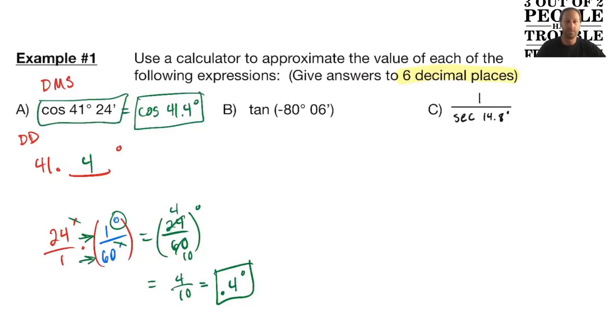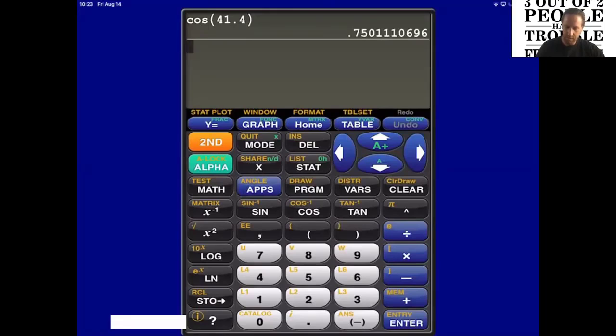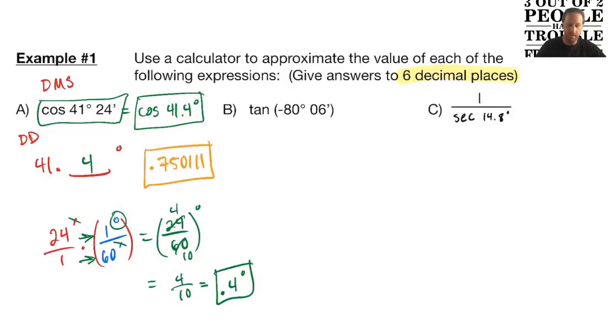Whether you punch that in your calculator or that in your calculator, that's what we're going to have to evaluate. So I'm going to pull up my calculator real quick and do the cosine of 41.4 degrees. Hit enter. Just make sure that your calculator is in degrees and not radians or anything else that we don't technically know anything about yet. But remember, they wanted 6 decimal places, so I'd have to take that 0.750111, and that would be my final answer to either one of those.